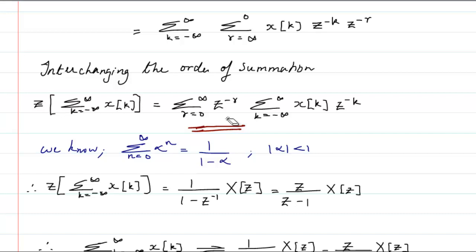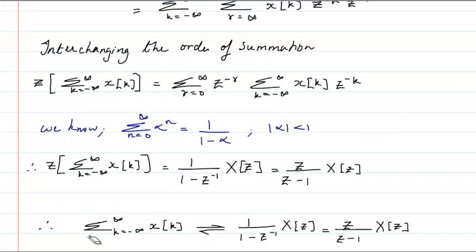Whereas this particular equation can be reduced to another equation, because we already know that if we sum alpha raised to power n for 0 to infinity, the answer is 1 by 1 minus alpha, provided that the alpha value has to be less than 1. So with that in mind, if I convert this particular summation, then I will get 1 divided by z raised to power minus 1 into x of z, which I can also write, substituting z inverse as 1 by z, as z divided by z minus 1 into x of z. Hence we can say that the z transform of the accumulation of x of n, here I should have written n, sorry, summation from minus infinity to n, x of k, is going to be this function.